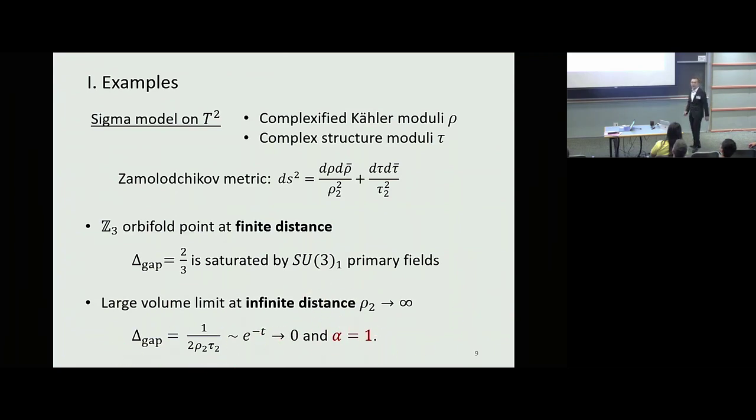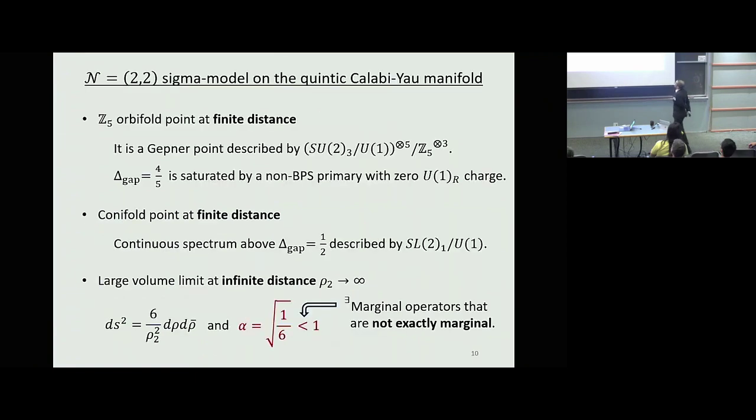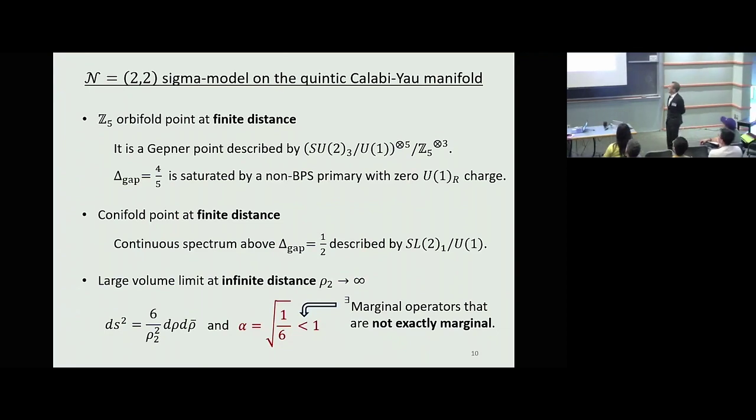And this is actually one of the motivations of my original work with Cameron. And in that case, alpha hits the upper bound. Okay, so this is an easy example. The second example is more interesting. So let's consider the N=2 superconformal sigma model with target space the quintic Calabi-Yau manifold.